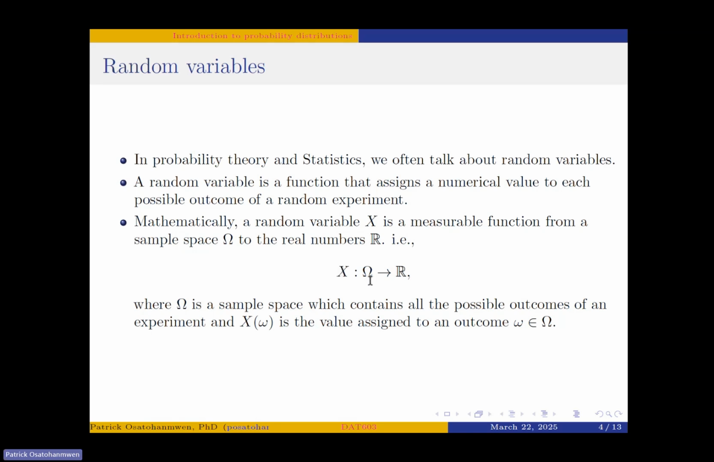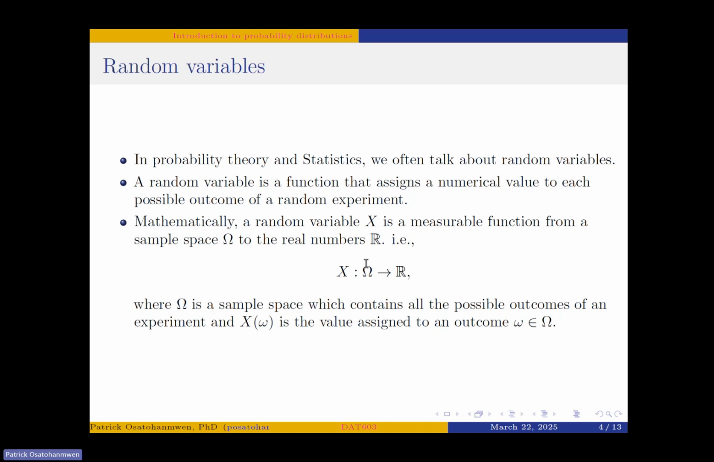Now, for random variables, the domain of the random variable is this omega, which is the sample space. Now, this sample space contains all possible outcomes that the random experiment generates. For example, if I flip a single coin, the sample space is just going to contain two outcomes, which is a head or a tail.